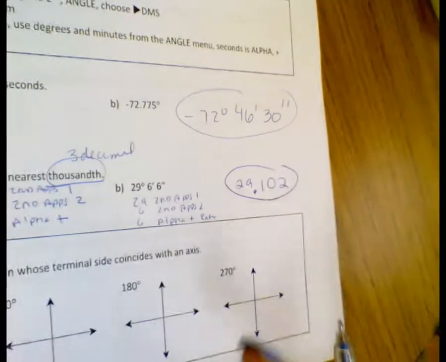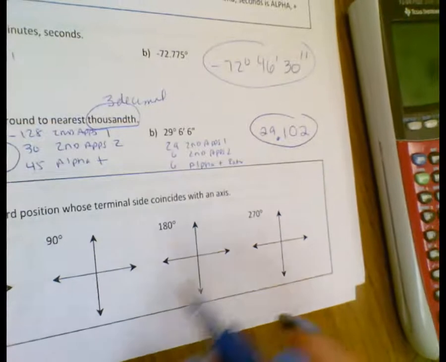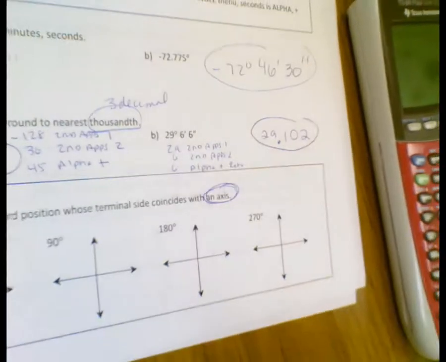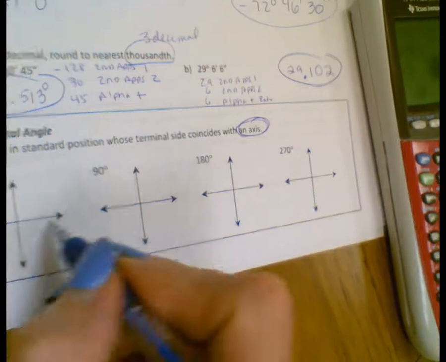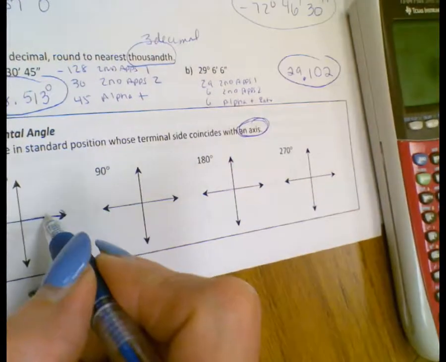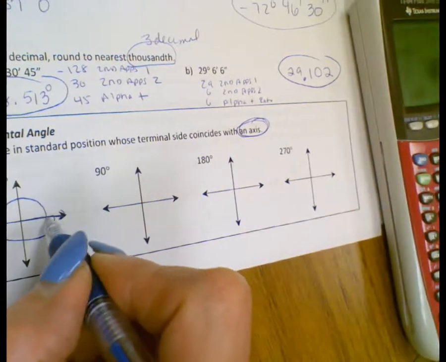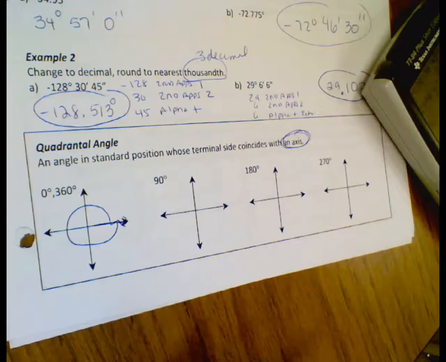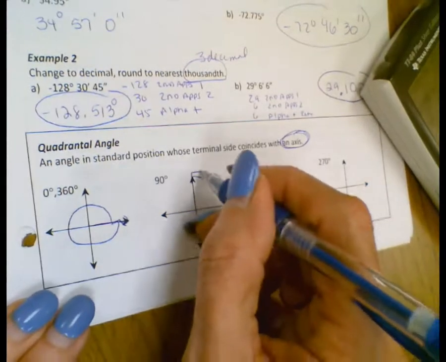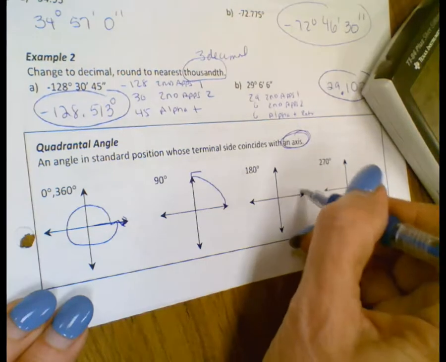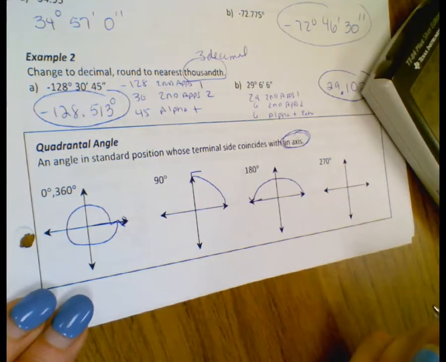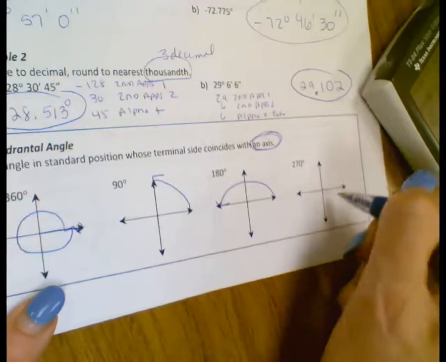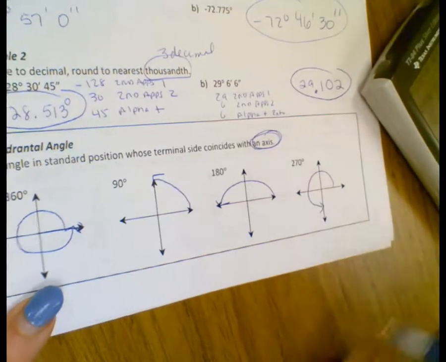Put decimal right there. All right, quadrantal angles. These angles are very important. They're always on an axis. They're always going to coincide with an axis. So, for example, this is 0. If I said draw 360, that's how you would draw 360. 0 and 360 are on the positive x-axis. 90 is up here on the positive y-axis. 180 is right here. And 270 is all the way down here.